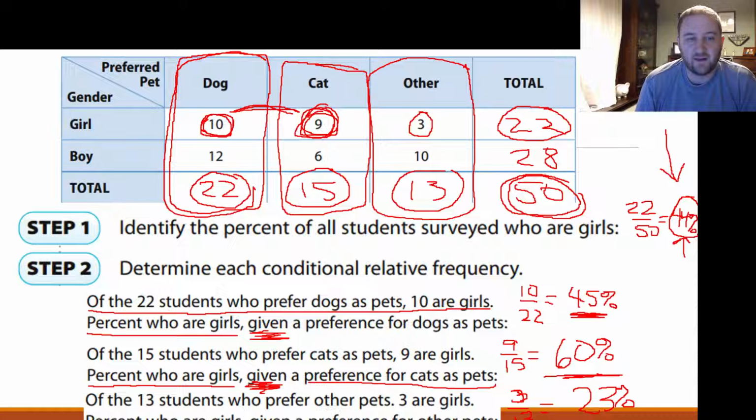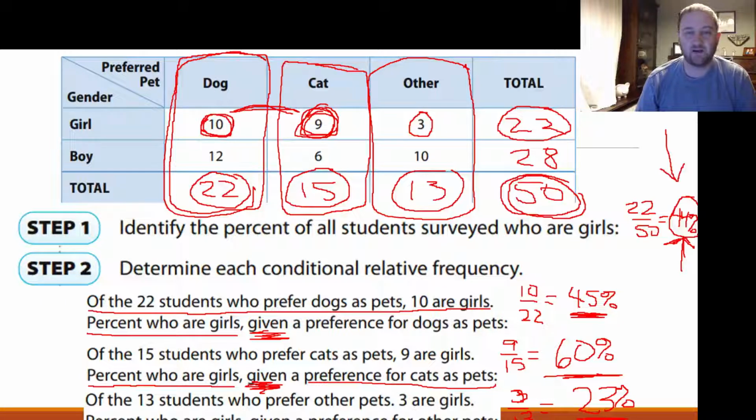And then last, the other category, other pets: only 23% of the people who said they prefer other pets are girls, which is a lot lower than this 44%, which means girls are less likely than boys to prefer other pets, right? 23% of the people that said other are girls, which means that 77% of them are boys. So boys are much more likely than girls to prefer other pets. Okay, so that is conditional relative frequency.